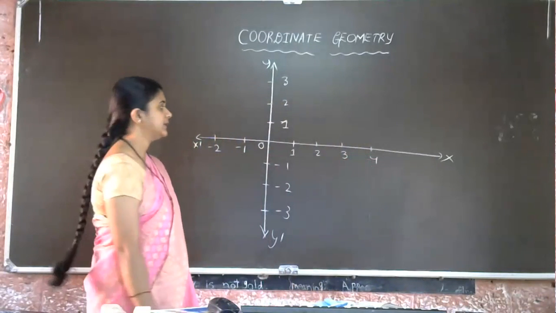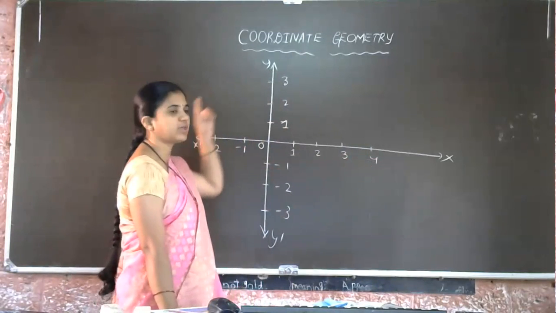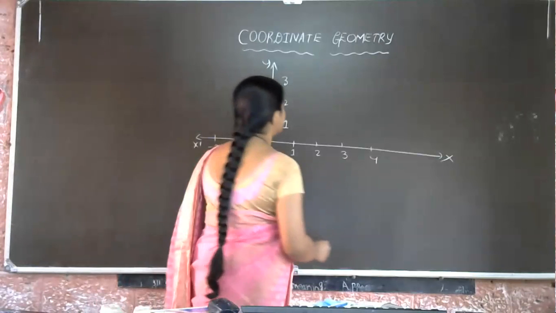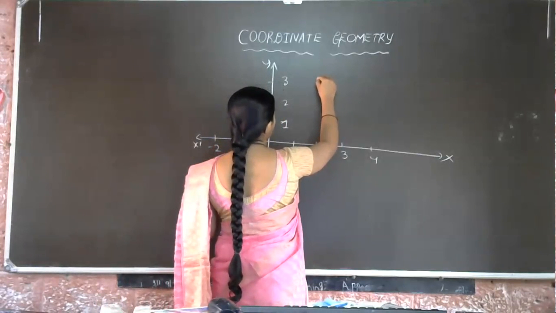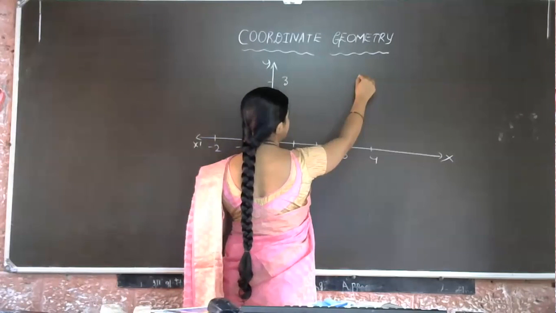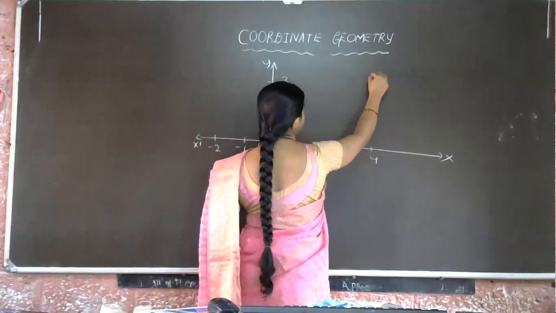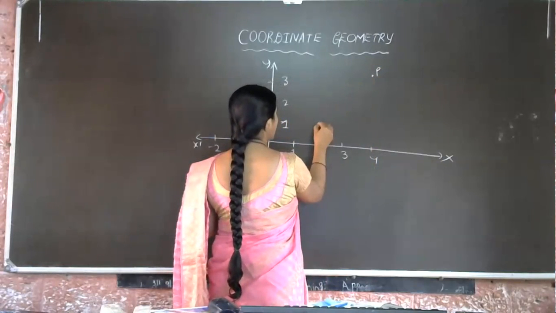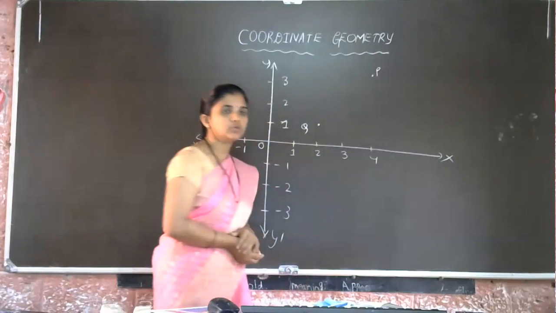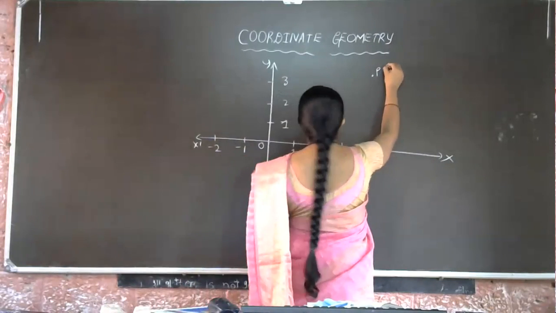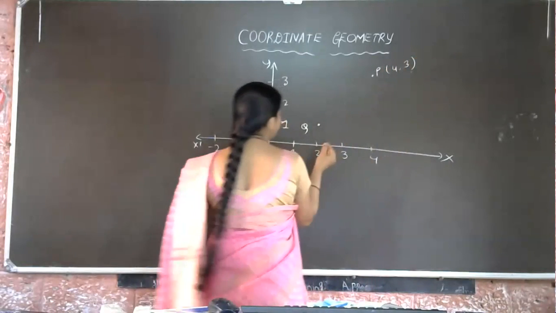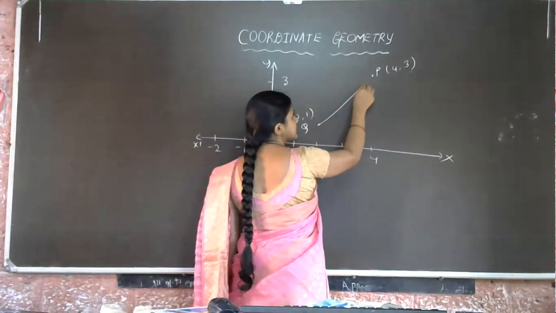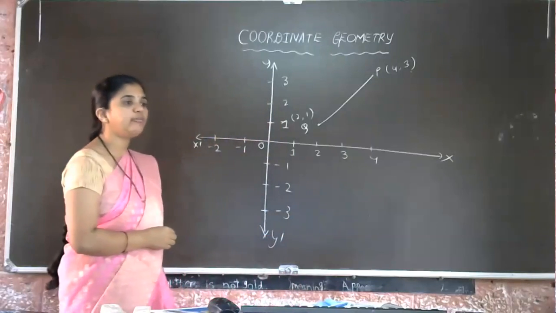Yes, the board is visible. See here, I took the Cartesian plane, one rough sketch, okay. To understand what we are going to discuss today, I'll mark one point like this. Here we'll take 1 point, at 4, 3. Let us take this point as P. Then I'll take 2, 1 as another point, Q. So P here is 4, 3 and Q here is 2, 1. When we join this PQ like this, we get the line PQ.